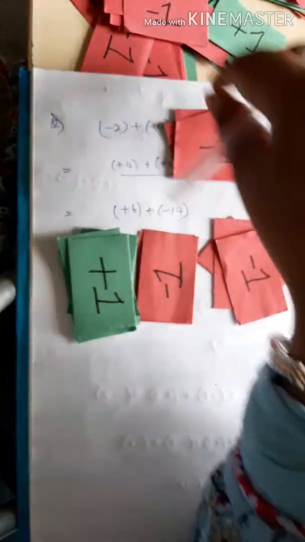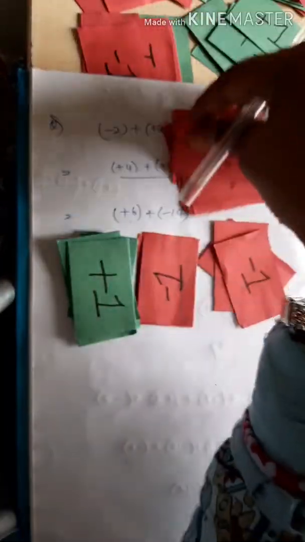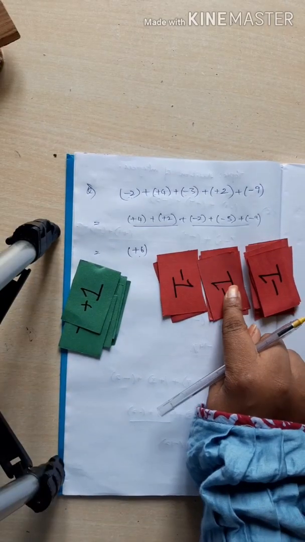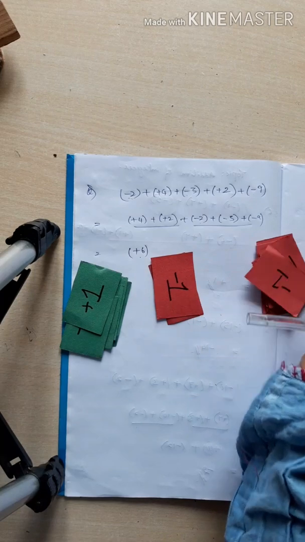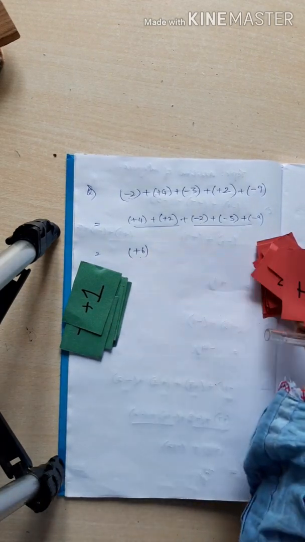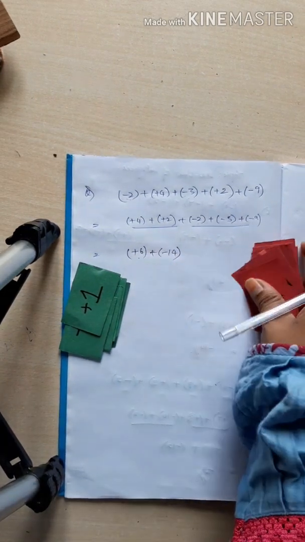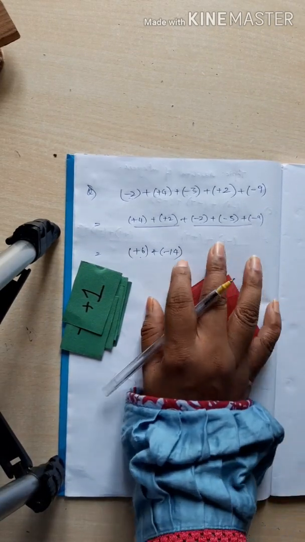Minus 9: 1, 2, 3, 4, 5, 6, 7, 8, 9. These are 9. So 9, 3, 2, 9, 10, 11, 12, 13, 14. So 14 red coins means minus 14. So which number of cards are more here? Obviously red cards are more. So the answer also you are going to get in the same red cards.